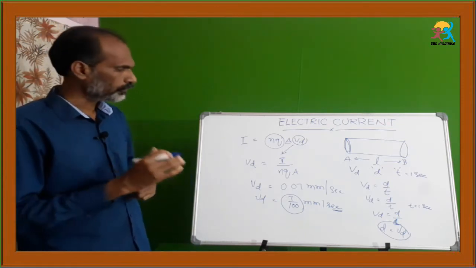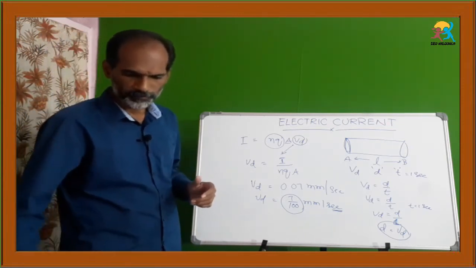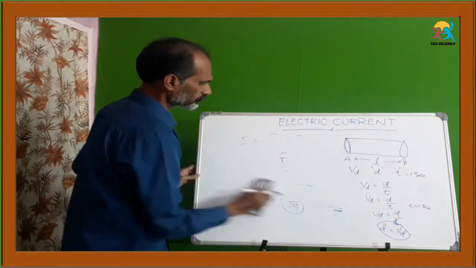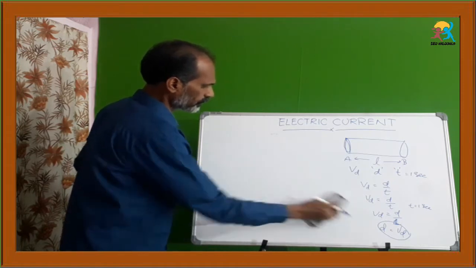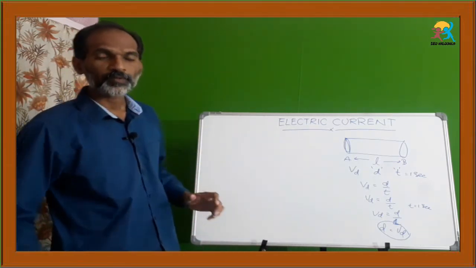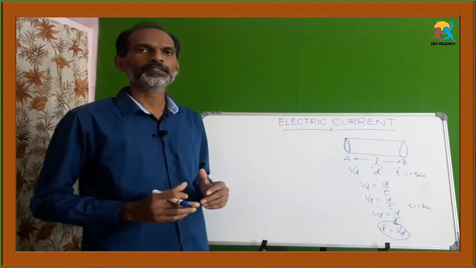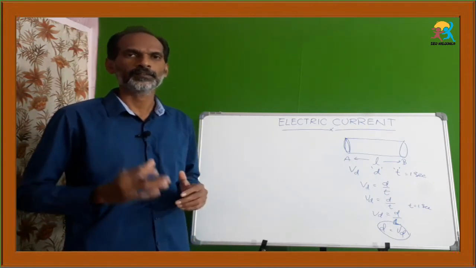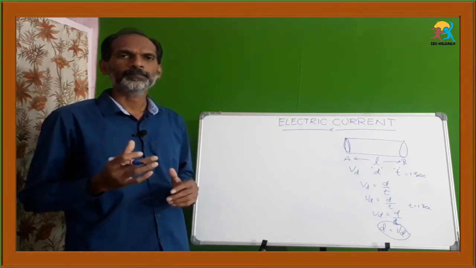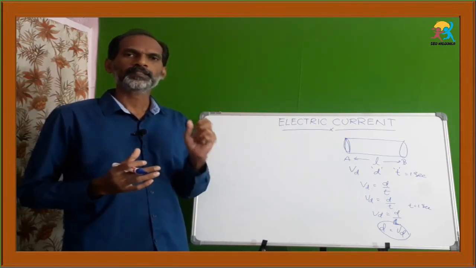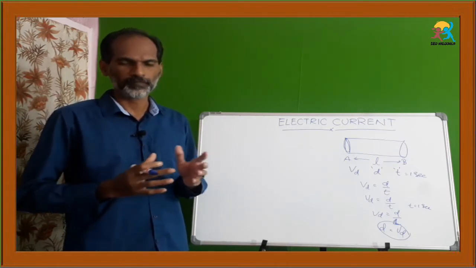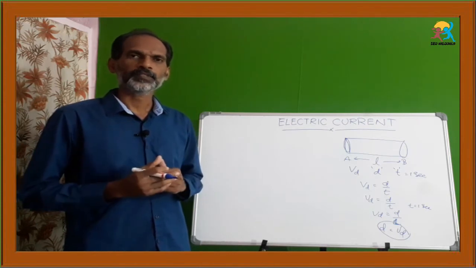Now we will discuss potential difference. Unless there is a potential difference between the two terminals, electric charge cannot travel. This potential difference is like a difference between the pressures of two points. Unless there is a pressure difference between two points of any surface, water cannot flow.